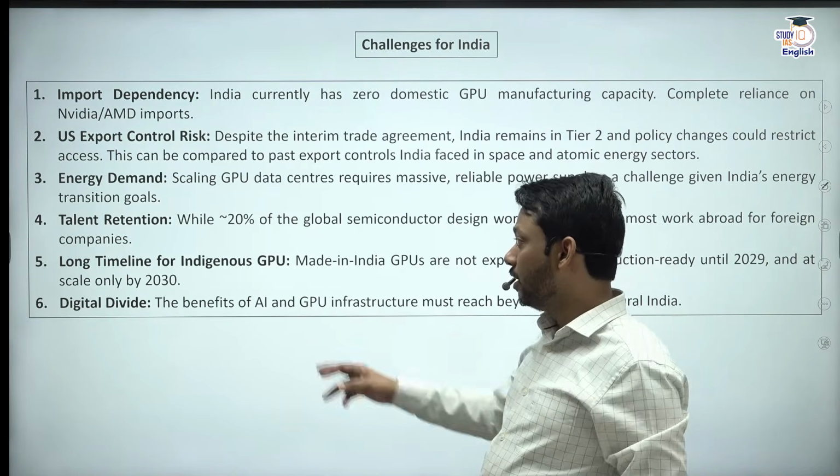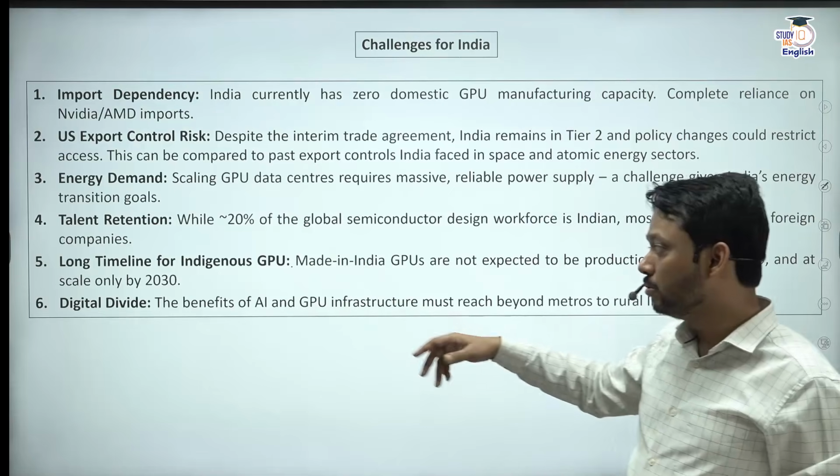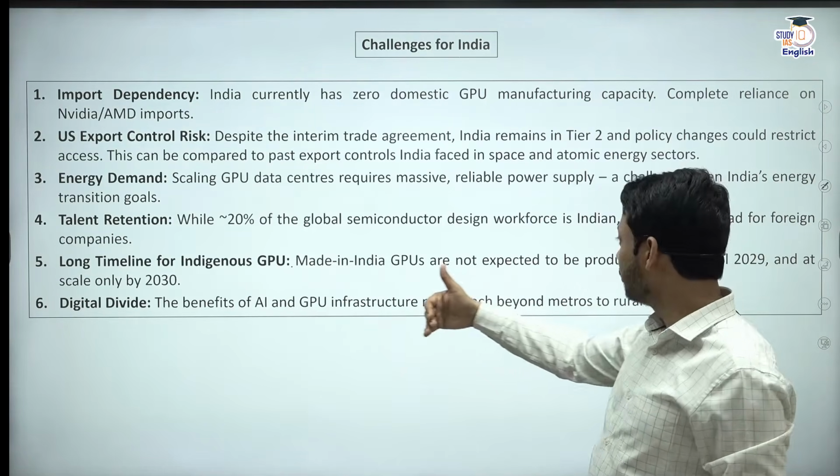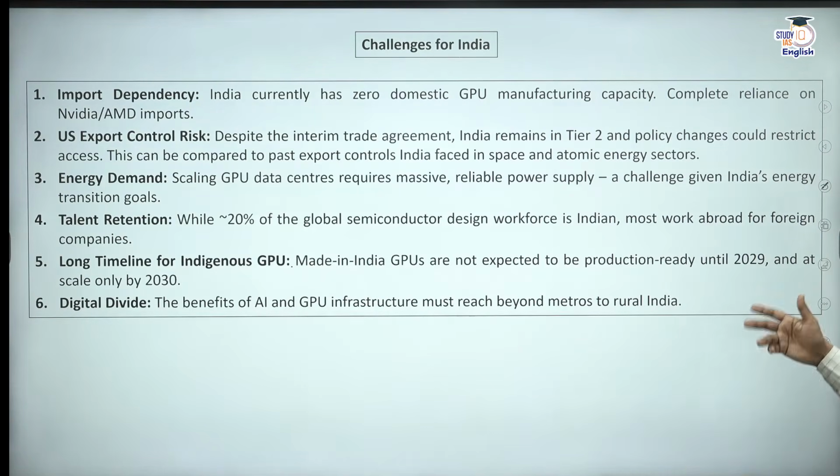Long timeline for indigenous GPU. Our GPU, even if we try very hard, cannot come before 2029 or 2030.